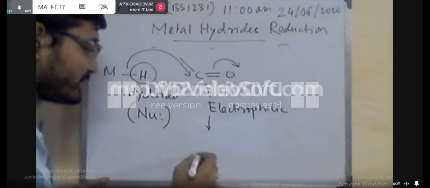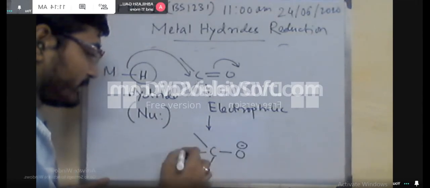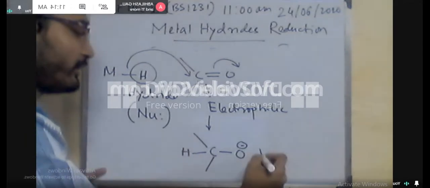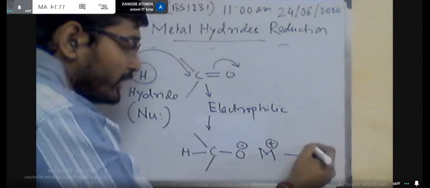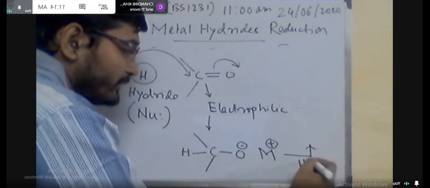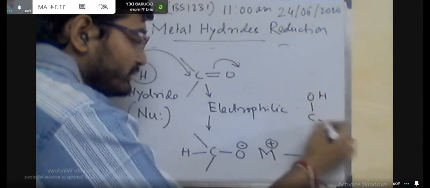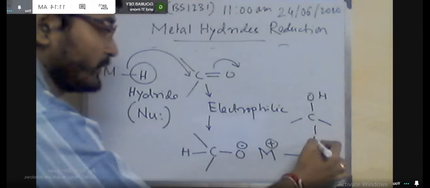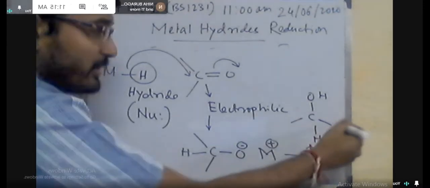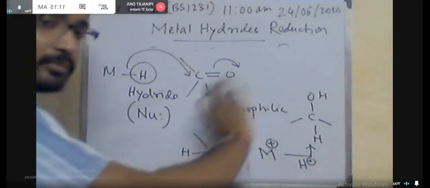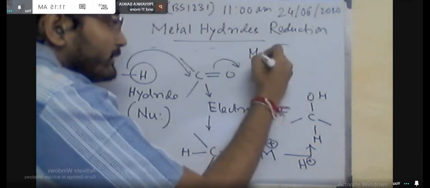In the final step, if you do the acid workup, that means quenching of the metal, you will get the OH. So basically this is the step converting it to the alcohol, depending upon the leaving group or other substituents. This is the common mechanistic pathway for the metal hydride reduction. It is common for all. Now I will show the examples of different metal hydrides.